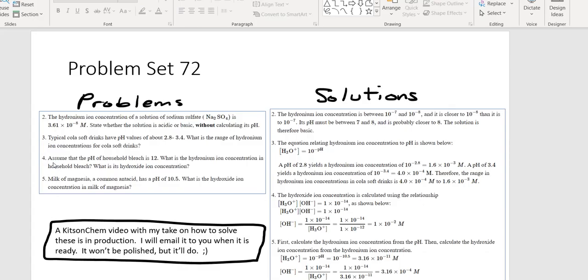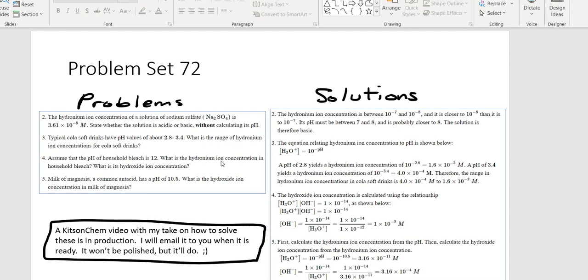Next question, assume that the pH of household bleach is 12. What is the hydronium ion concentration in household bleach, and what is the hydroxide ion concentration? So the official solution is here. We know from our lesson that the hydronium ion concentration multiplied by the hydroxide ion concentration equals 1 times 10 to the negative 14th. The question is first asking for what is the hydronium ion concentration.